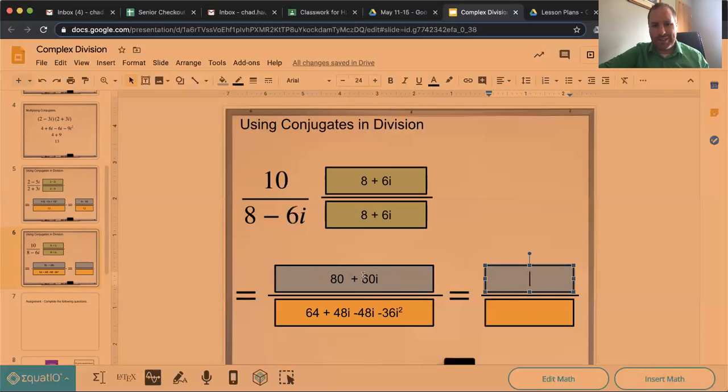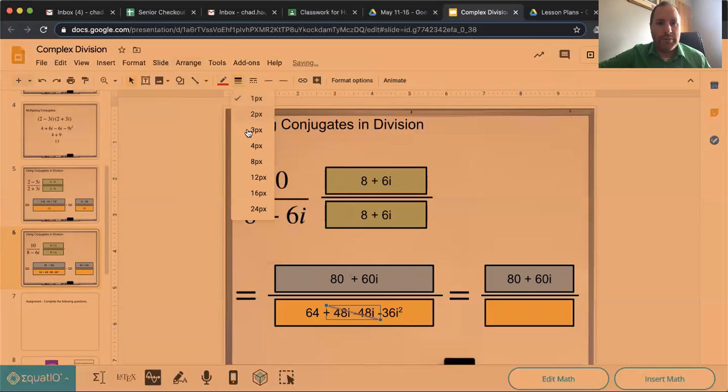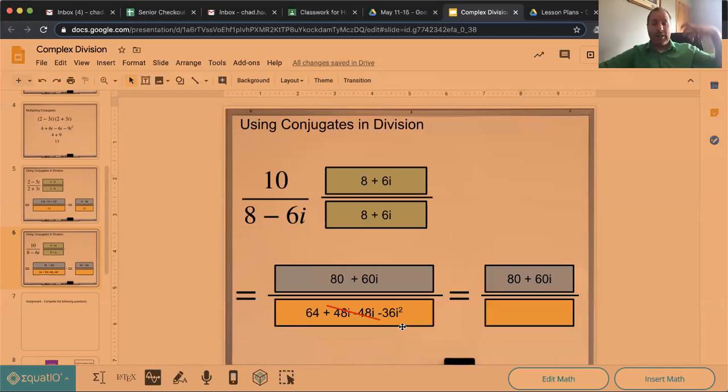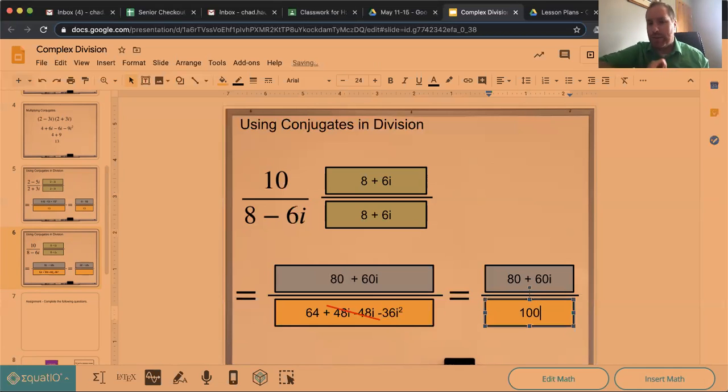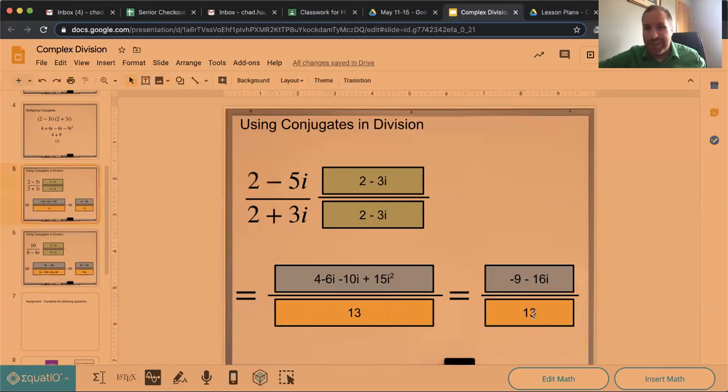And now this top stuff, there's not much to simplify there. That's 80 plus 60i. And then this bottom here, well, we have 64. These ones are gone, right? Maybe I can put a line through those two, so I know, hey, those two canceled each other out. Get nice and red, and yeah, those two are gone. And then the -36i squared becomes positive 36. Really, this is 64 plus 36, which is 100. Yeah, and now you can stop there. This is perfectly fine. We did that in the last one. We said, okay, we're done right there.